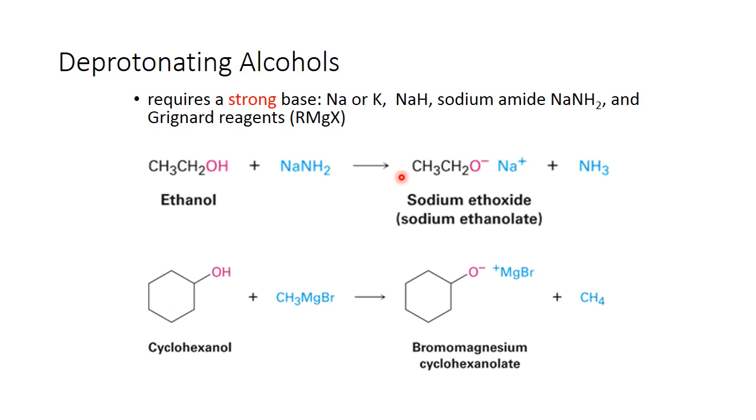And then the last way is one that we've already learned about in the alkyl halide chapter: a Grignard reagent will react with any alcohol and deprotonate it and make this salt over here and the alkane. And the alkanes, if they're small enough, become gaseous and also bubble away, and you're left just with the alkoxide.